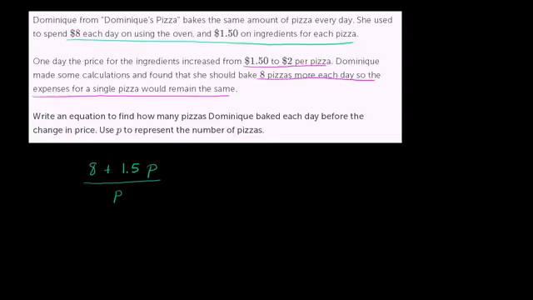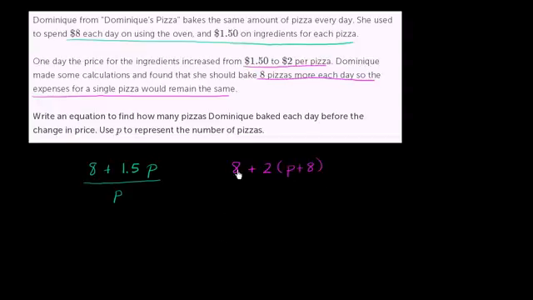Now let's think about what happens after the change in price. After the change in price, her cost per day for the oven is still $8. But now she has to spend $2 per pizza on ingredients. And instead of saying that she's baking P pizzas, let's say that she's now baking 8 more each day. So it's going to be P plus 8.